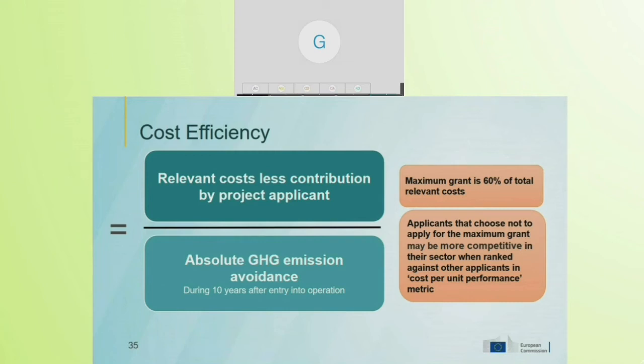It might well be, in order to be more cost effective, or be cost competitive, that you will want to reduce the amount to the absolutely necessary amount that gives you a sufficient commercial return for the project to actually happen. And remember, this is a competitive process, and the cost efficiency criterion is evaluated by the relevant costs applied for, the applicant's costs applied for, divided by the amount of emission avoidance, so the tons of carbon dioxide avoided. So that calculation will mean that a project which applies absolutely at the ceiling will be less competitive than a project that applies at a lower amount.